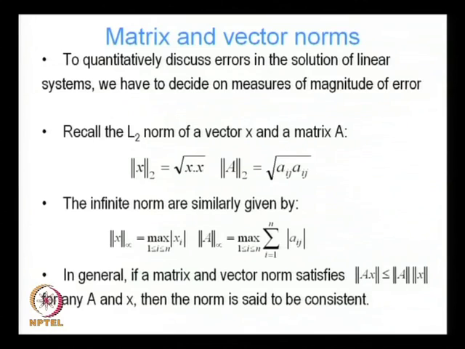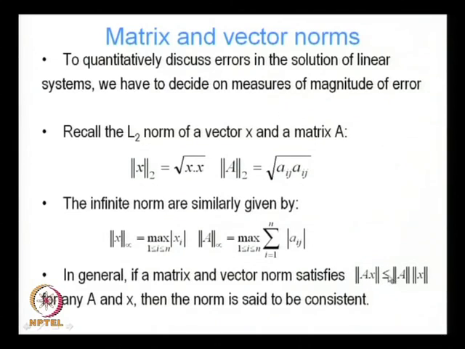So, that gives me my infinite norm of a matrix. In general, if a matrix and a vector norm satisfies this relation, which is norm of Ax is lesser than or equal to norm of A times norm of x for any A and x, then the norm is said to be consistent. So, both my L2 norm and my infinite norm are consistent norms because they satisfy this relation.